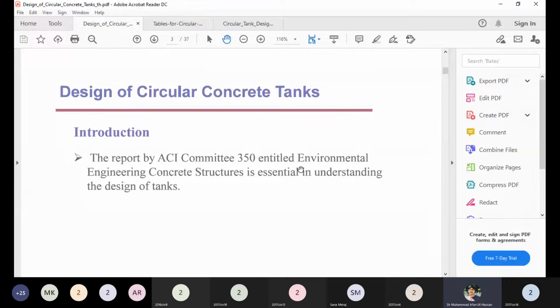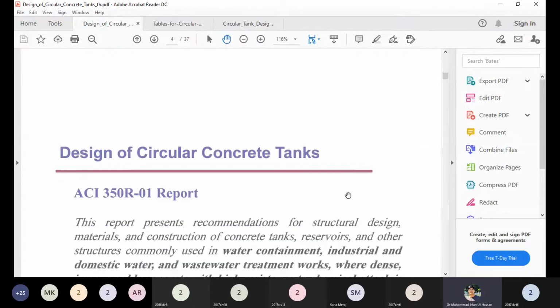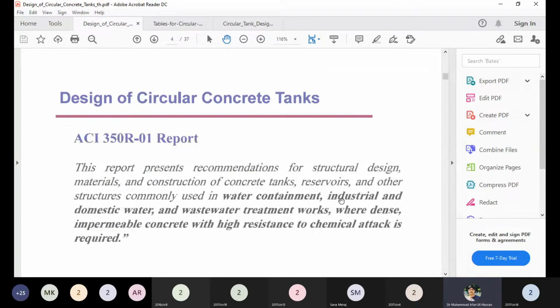The code that will be used for designing the tanks is ACI Committee 350, that is Environmental Engineering Concrete Structures, and essential in understanding the design of the tank. This code is giving us a lot of details for the designing of the environmental structures, which include the tanks, underground tank and overhead tanks, sewage treatment plants, and mainly the ACI 350 code and the ACI 350 committee reports.